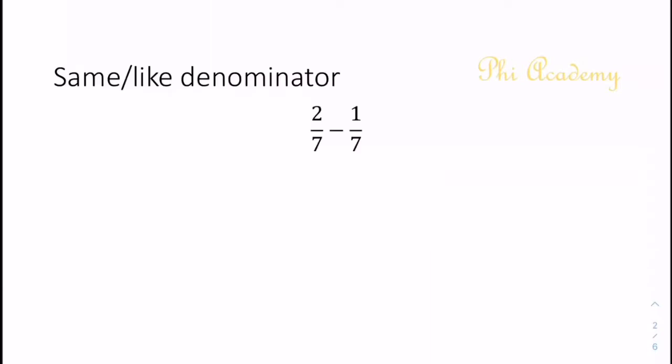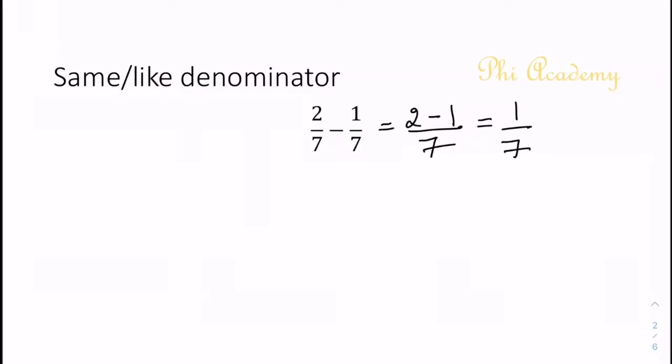Now what if we have a question like this with same or like denominators, where both your denominators have the same number at the bottom. Here it is 7. So this is probably the easiest question that there is. All we have to do is write down the number at the bottom, which is 7, and then we can very easily do the top arithmetic, which is 2 take away 1, giving us an answer of 1 over 7.